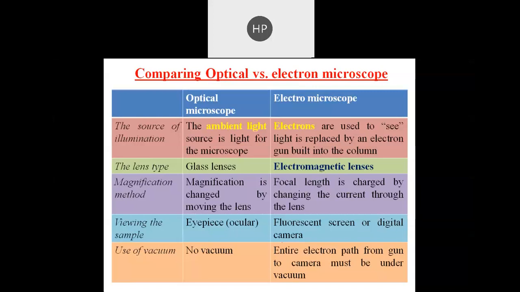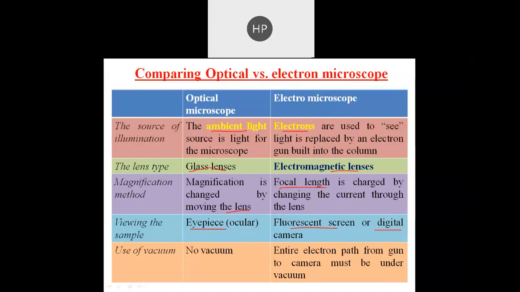In the optical microscope we have a light source. Here the electrons are used as the source. In the optical microscope we have lenses, while in the case of the electron microscope we have electromagnetic lenses. Then magnification can be done by moving the lens, while here the focal length will change, and according to that we can get the magnification. Here we can use an eyepiece, and in this case we can use a fluorescent screen or digital camera.